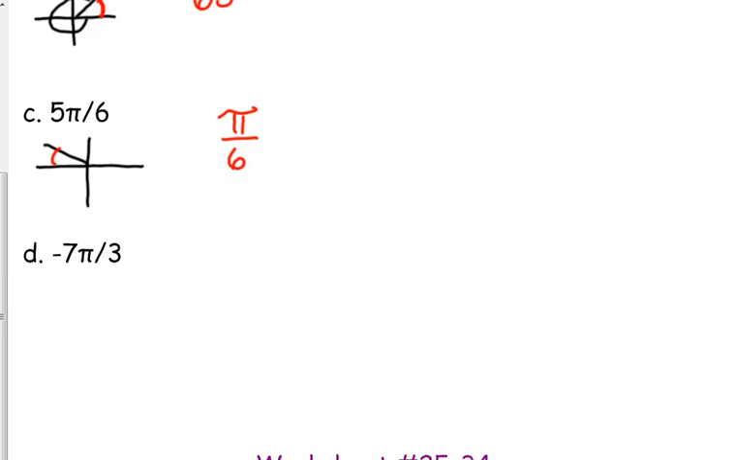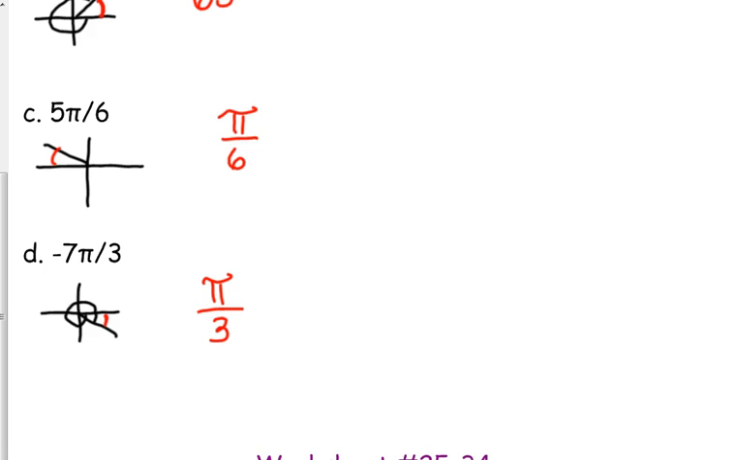Okay, let's do a negative one. Negative 7 pi over 3. Well, 7 over 3 is more than 2, so we've gone around once and a little bit more. How much more did we go over? We went over 1/3. So that's got to be that little piece right there. We went over 1/3, so that reference angle is pi over 3.